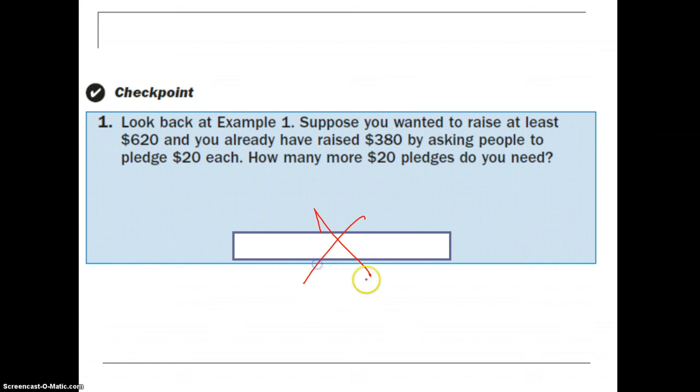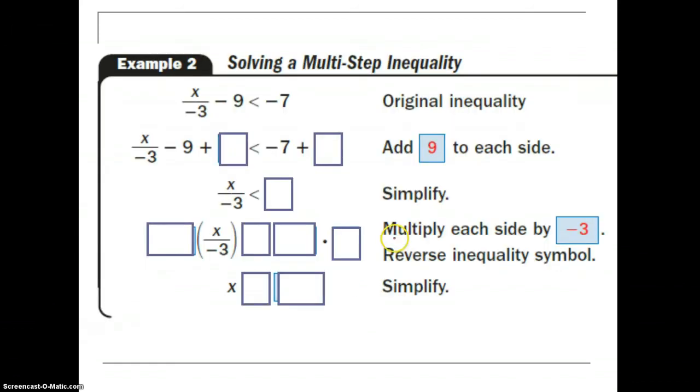We're going to skip this checkpoint. Let's look at example 2. Okay, again, if it confuses you, change it so that it is a two-step equation.